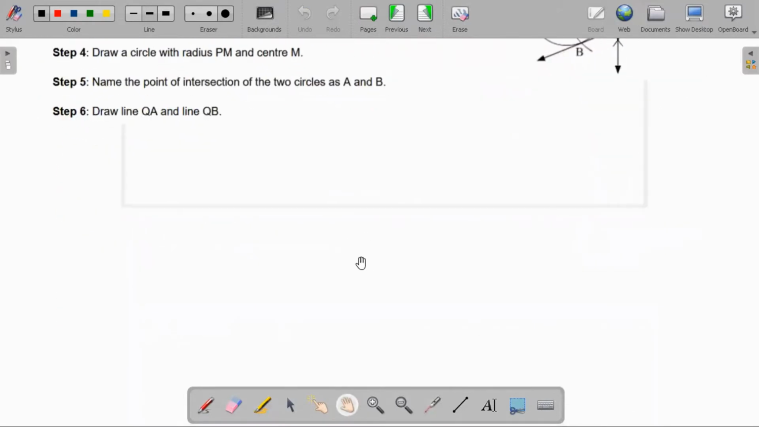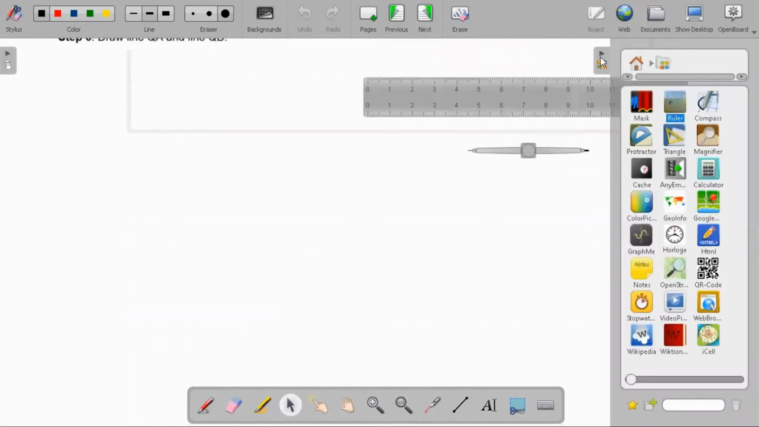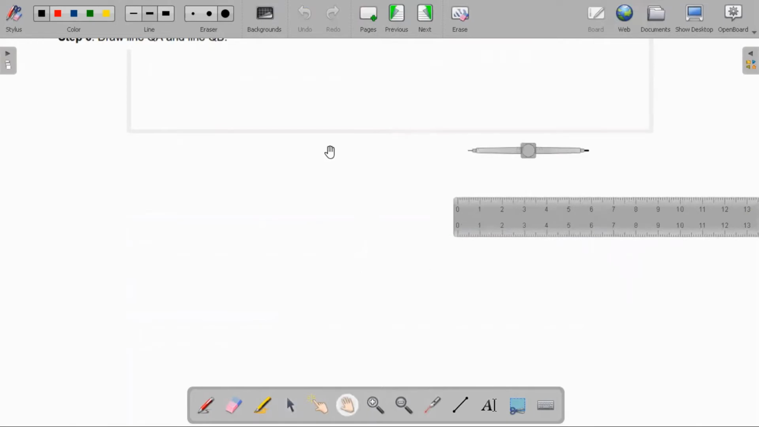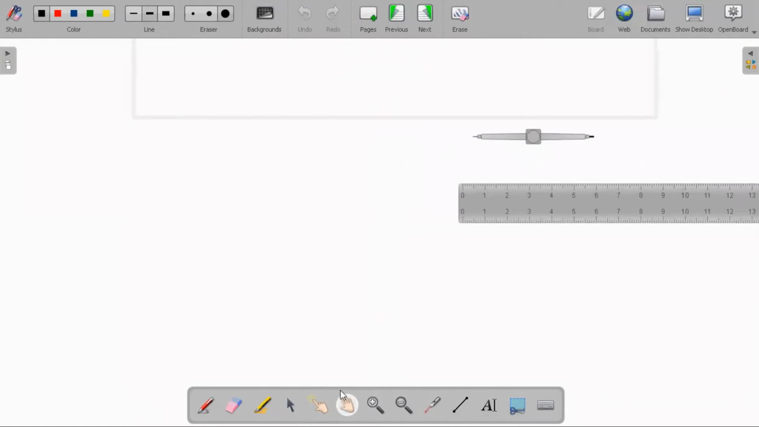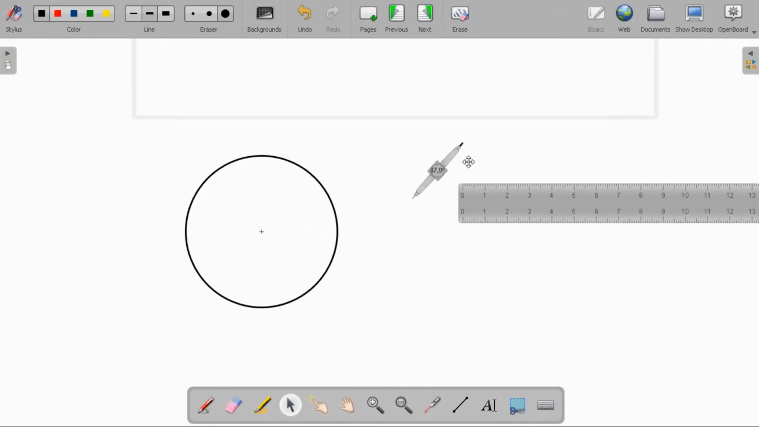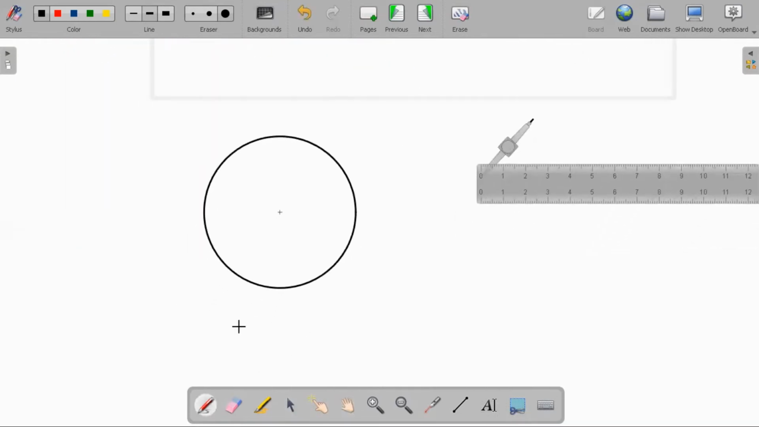Now let us start with the construction. For this construction, we will require a compass and a ruler. Okay, so first thing is we need to draw a circle of radius 3.4 centimeters. So on your scale, you measure 3.4 on your compass, that will be the radius. So this is 3.4, and now we'll draw a circle of radius 3.4 centimeters. Okay, so this is the circle with radius 3.4 centimeters. We'll name its center as P.